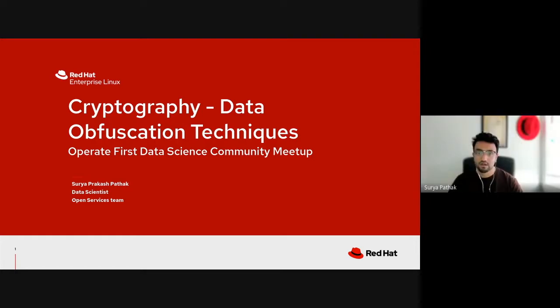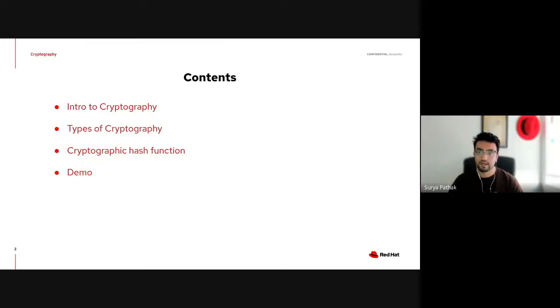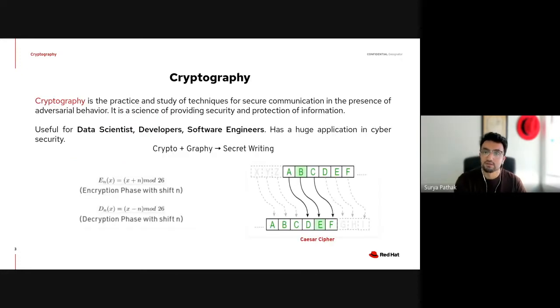Let me give you an introduction to cryptography, types of cryptography, and then I'm going to talk about the main topic for this talk, which is the cryptographic hash functions, followed by the demo, which shows different hash functions and how they are used and why they are used, and so on and so forth. Let's move forward.